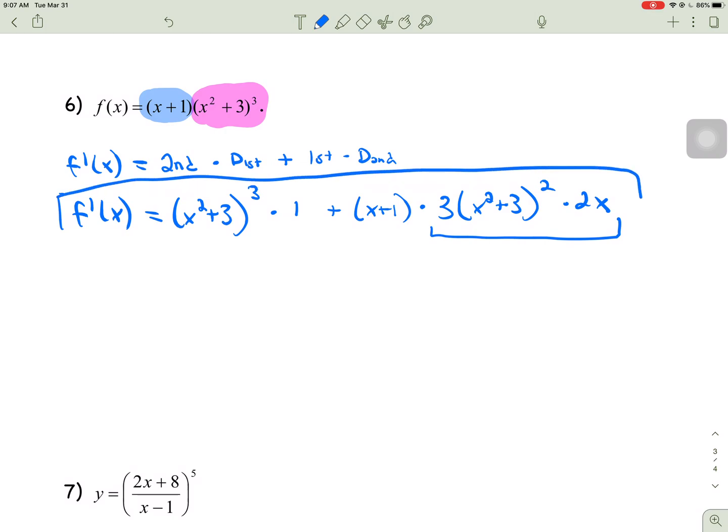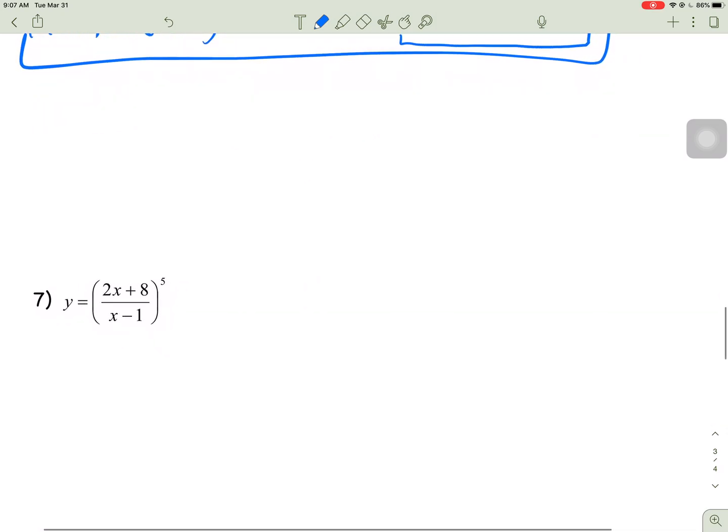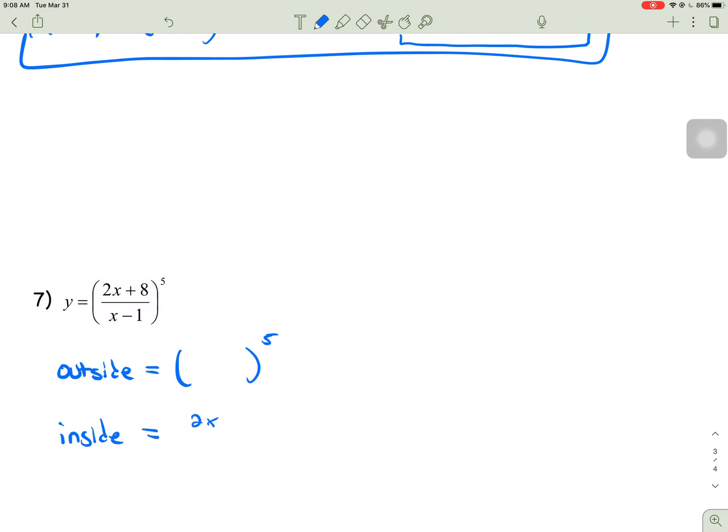There you go. All right, so what do we see here? We see an interesting problem here. We have quotient rule, but we also have a chain rule. So here, let's see what we got. We've got the outside function is something to the fifth, and the inside function is 2x plus 8 over x minus 1, which means when we take the derivative of the inside, this is where the quotient rule comes into play.